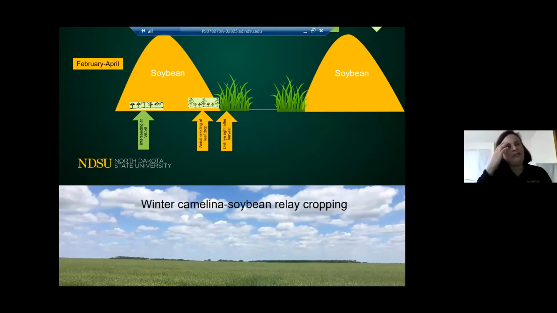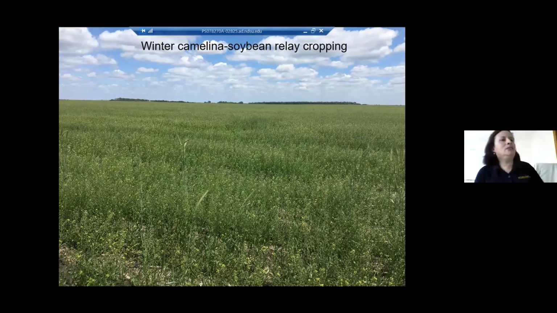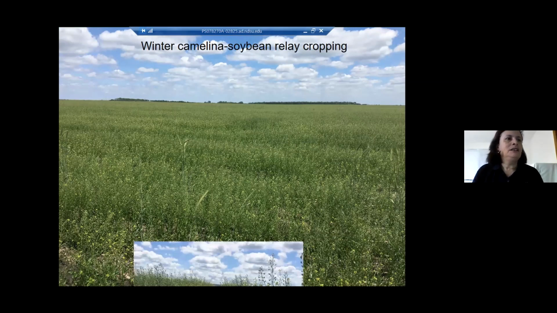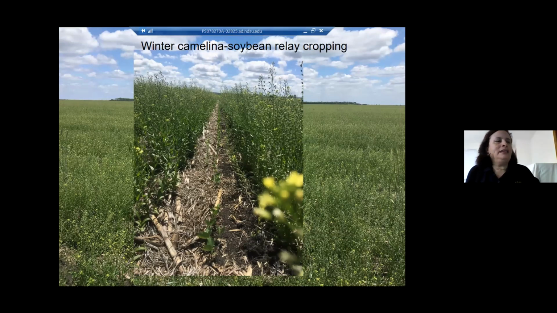And here I want to show you there's a farmer in North Dakota that actually did this. He had soybean last year. He harvested the soybean and drilled this winter camelina. This is a 74-acre field. He planted the camelina in the fall with a twin row seeder. And in the spring, when the camelina was still very short, he planted again twin rows of soybean in between. Okay, it's hard to see the rows here.